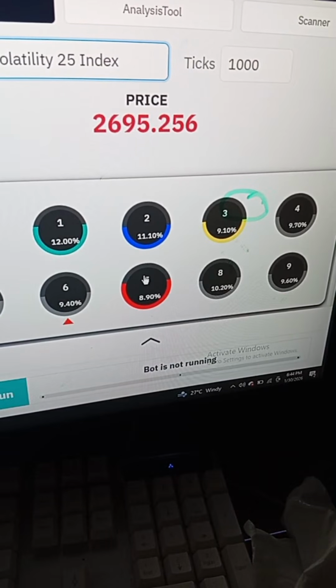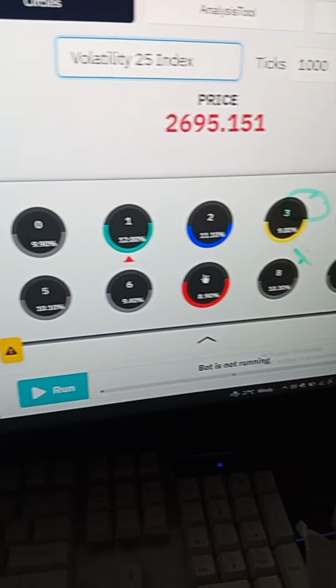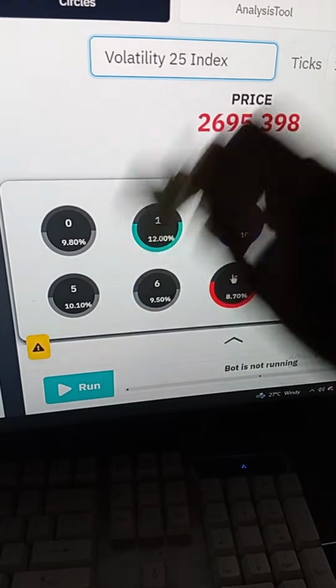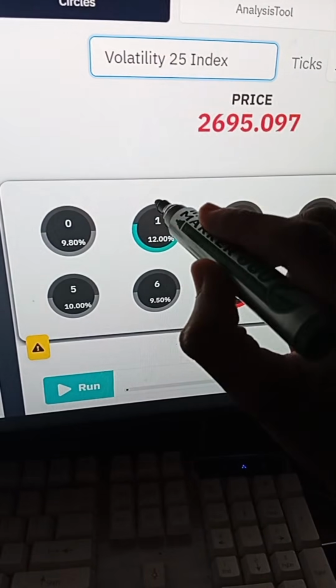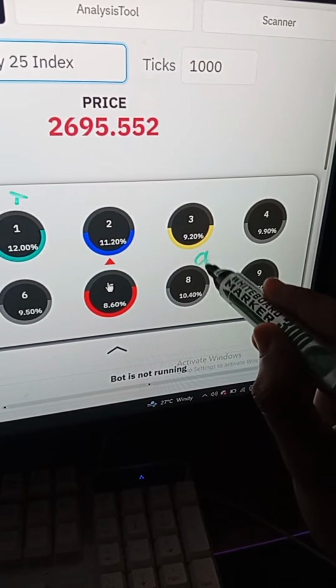On the 25 index, I think I have a problem with it because of 8. 8 is too strong, and over 1 again is too strong. Guys, why are you saying 25? Or am I seeing something different from you? On my side, I can see volatility 25. 1 is 12%, which is a bit too much, and 8 is above 9.5, again, which you do not want.